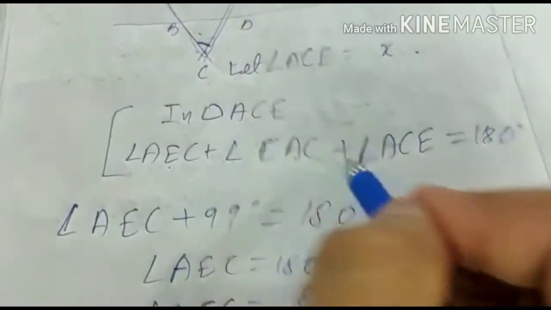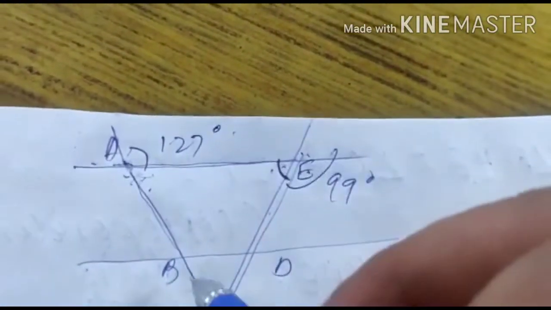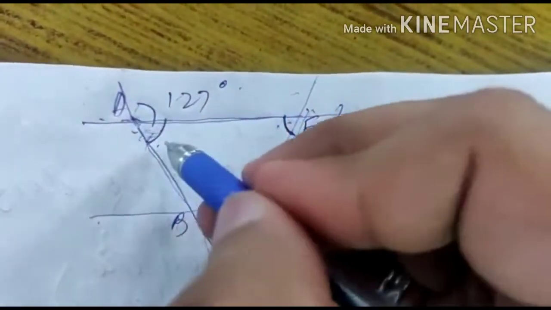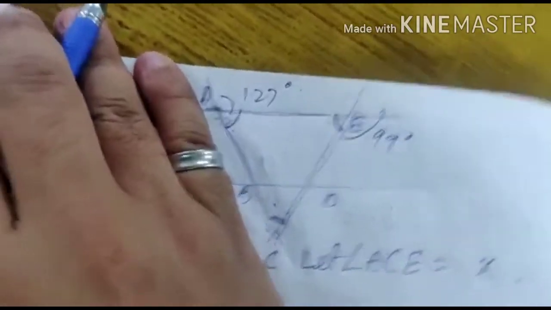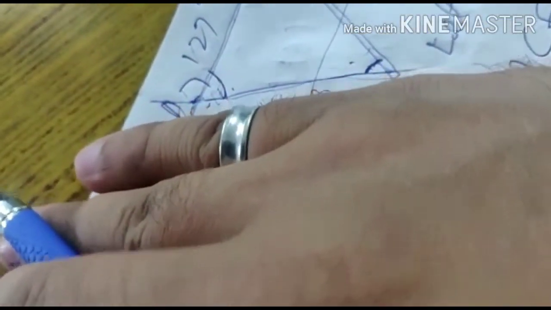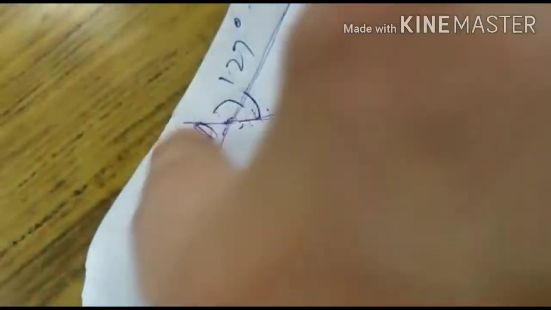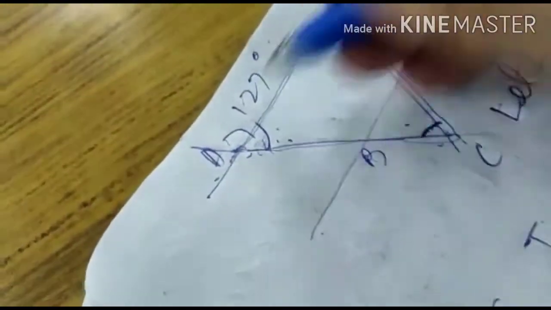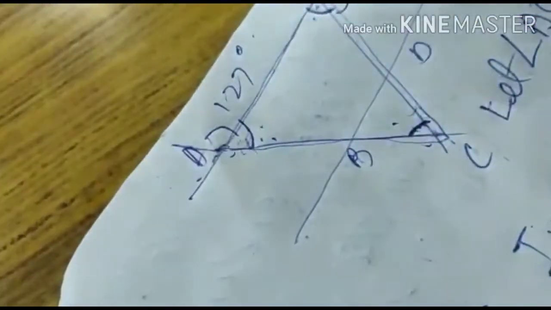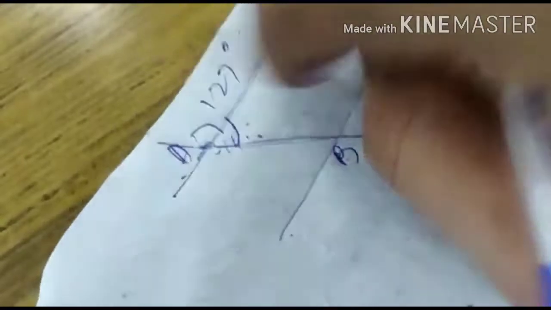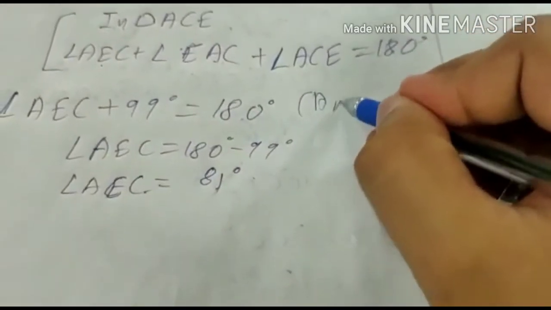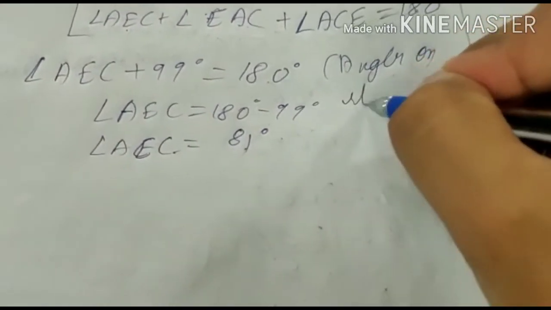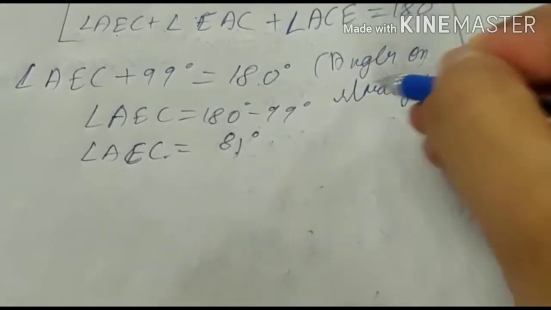We have got this angle, and now we need to find EAC. If we see this straight line, see it this way. On this straight line AB, these two angles, 127 and angle EAC, are on the straight line on the same side, cut by this transversal. So their sum, their adjacent angles, is always equal to 180 degrees as they lie on the straight line. And here also we will write angles on a straight line.